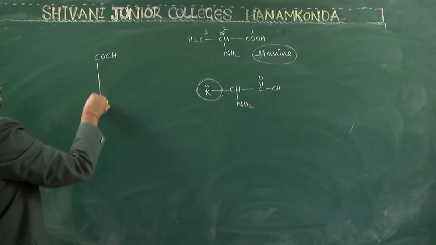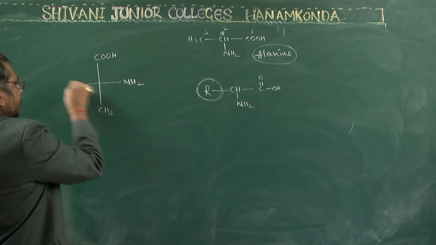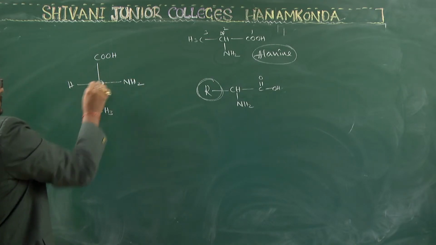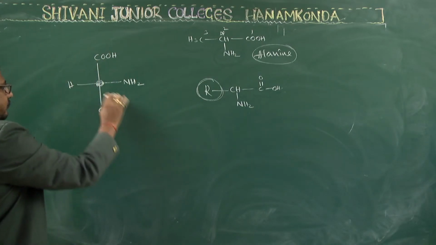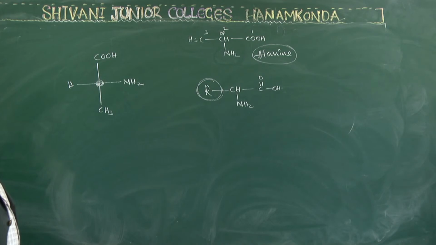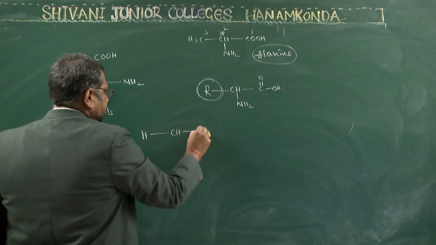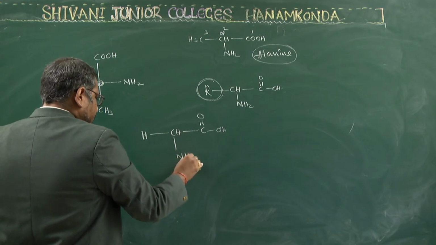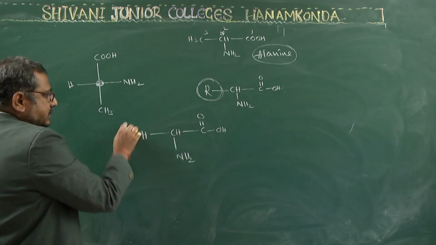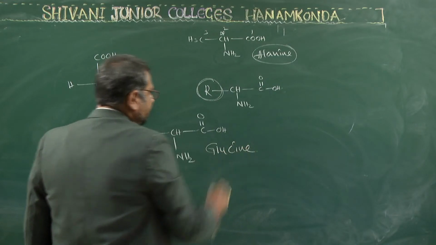According to the Fischer projection formula, this compound is written with CH3, NH2 and hydrogen. Now this is the central carbon atom. The carbon's 4 valencies are satisfied with 4 different groups, so that compound is optically active. If in the R position I substitute hydrogen, with C double bond OH and NH2, that compound is known as glycine.